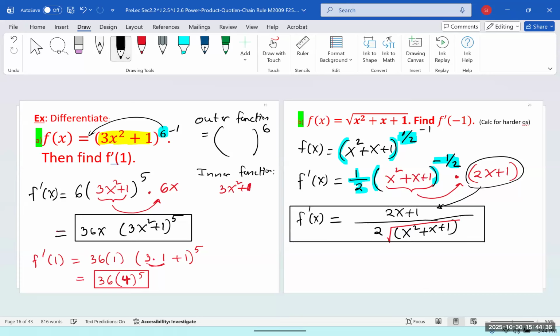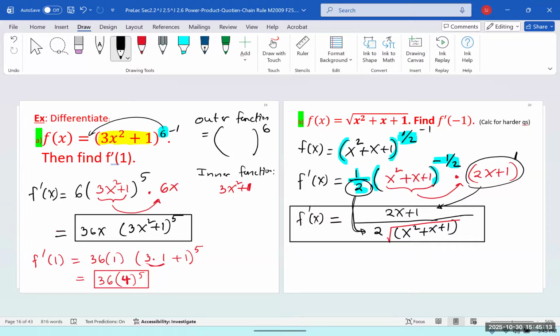Why does that go on top? Because the entire thing has positive power. Every positive power will go on the numerator, every negative power will go on the denominator. So this thing has a negative power, it goes on the denominator. 2 is already on the denominator. And the extra inside, it has a positive power of 1, so it goes on the numerator. And then we do the next part.